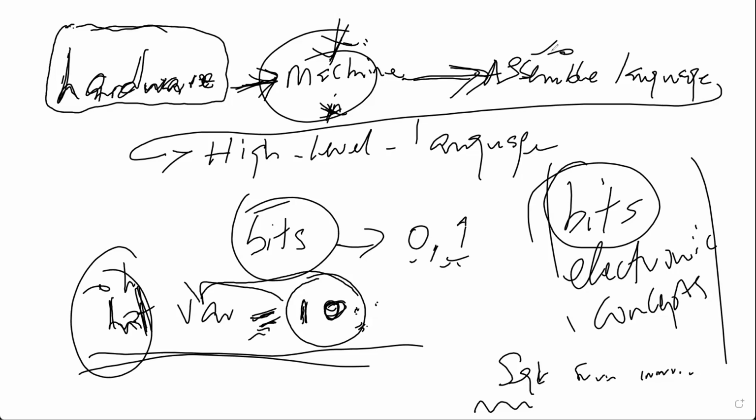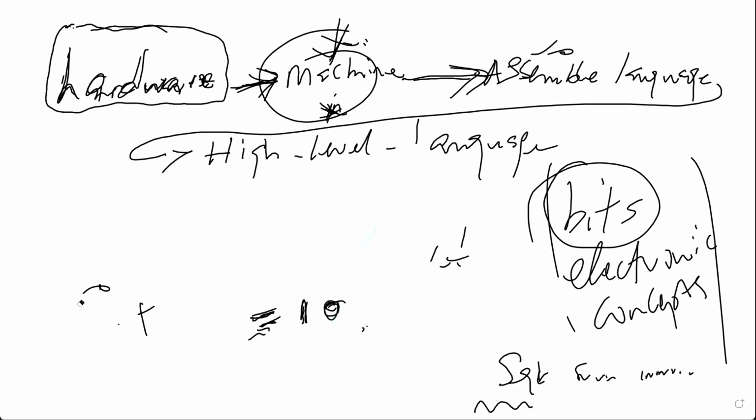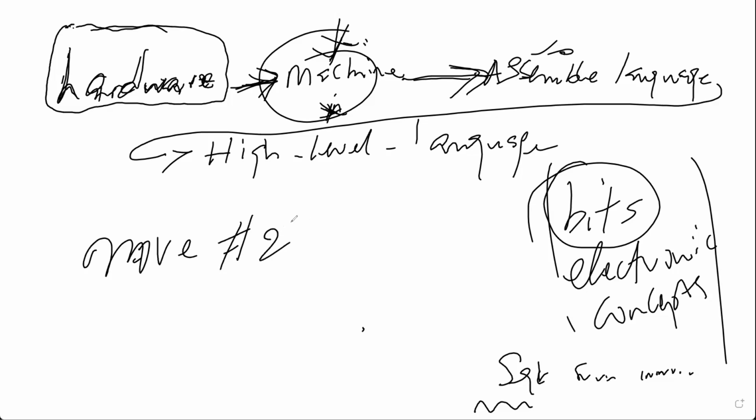In assembly language, we say something like: move #23, D4, where D4 is a location. This D4 is a location.